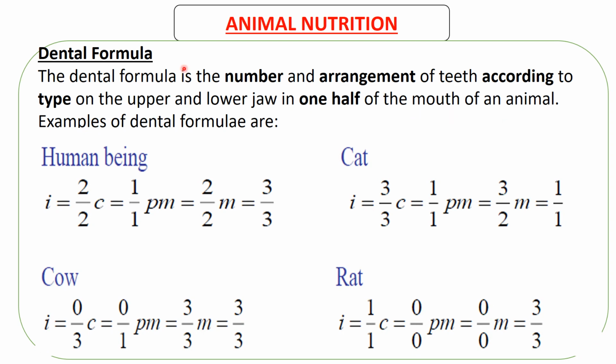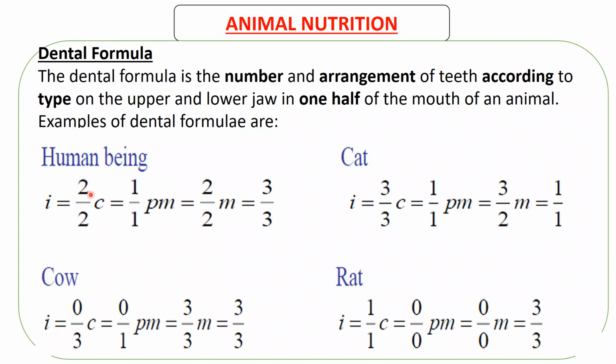So we have a dental formula for a human being, a cat, a cow, and a rat. For a human being, the I represents the incisors, actually for all of them. The C is the canine, the PM is the premolar, the M is the molar. In these fractions, the number on top is for the number of teeth on the upper jaw, and the number on the bottom is the number of teeth on the lower jaw.